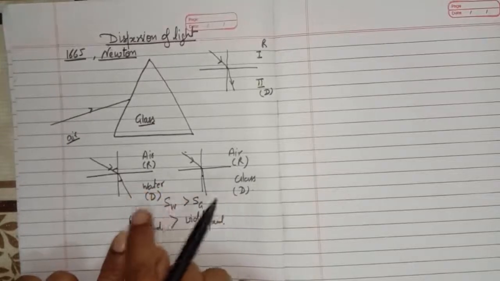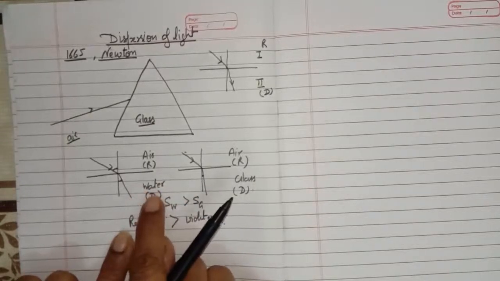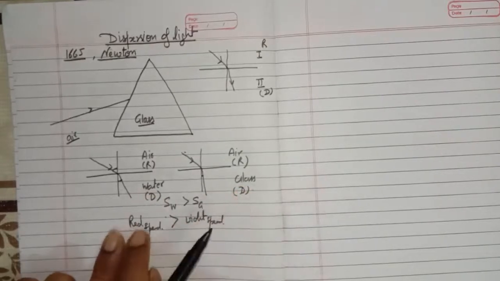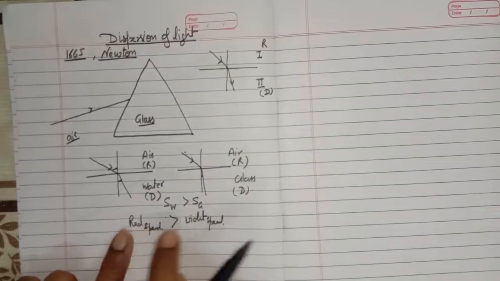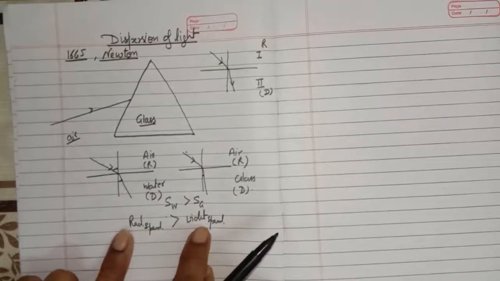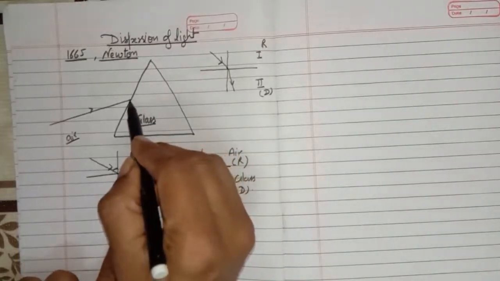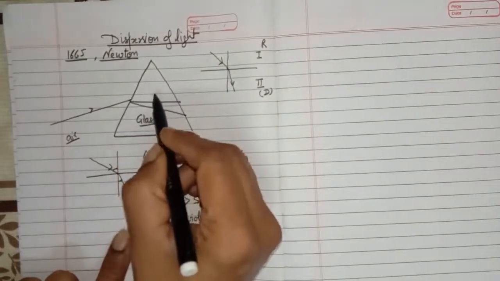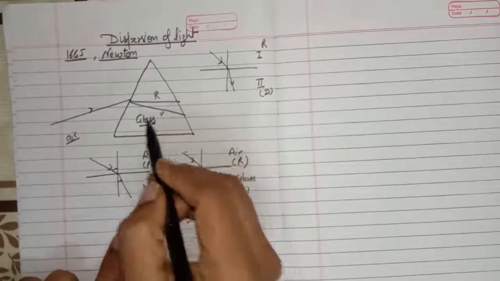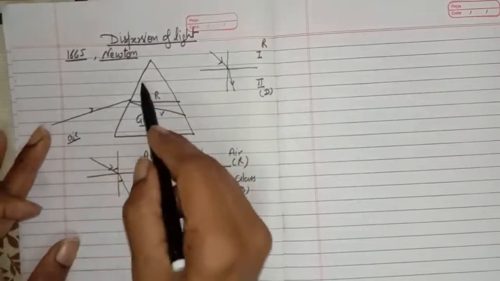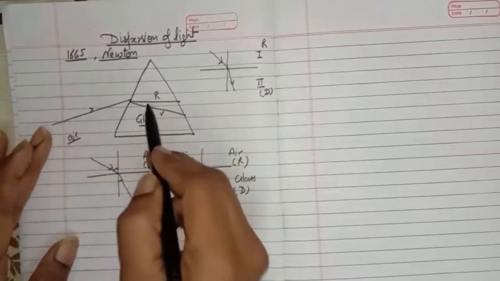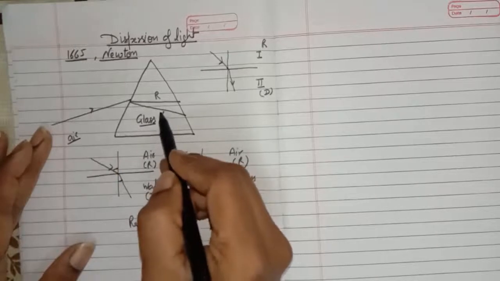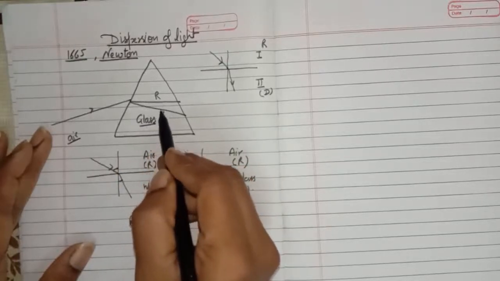Here in this example, we know that the speed of light in water is more as compared to glass, so the bending in glass is more. It means the speed of red light is more as compared to the speed of violet light, so the bending of violet color will be more as compared to red. Is it clear? So when light travels into the glass, since the seven colors have different speeds, it is split into its seven colors.